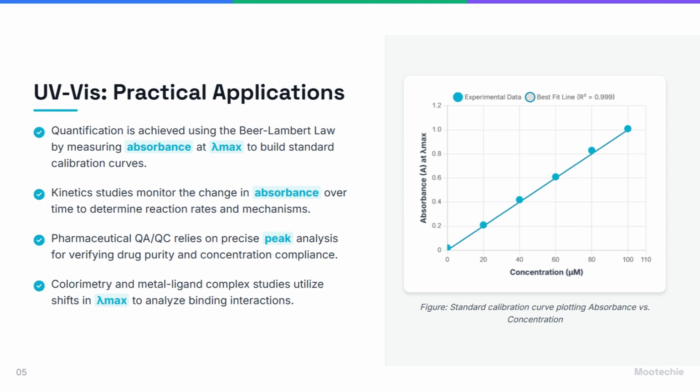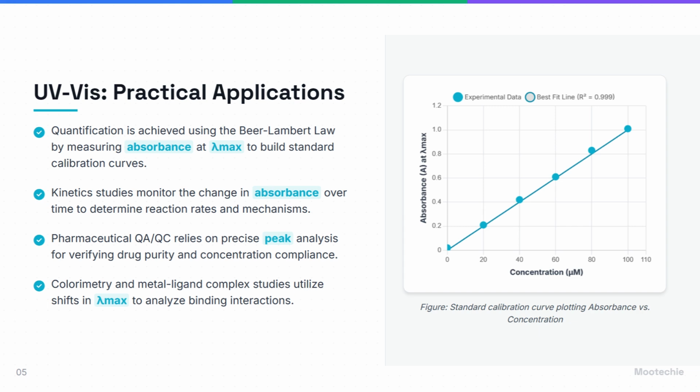The pharmaceutical industry relies heavily on this for quality assurance and quality control, using precise peak analysis to verify drug purity and concentration compliance. And in colorimetry and metal ligand complex studies, scientists utilize shifts in lambda max to analyze binding interactions. Let's look at a common graph used for quantification.